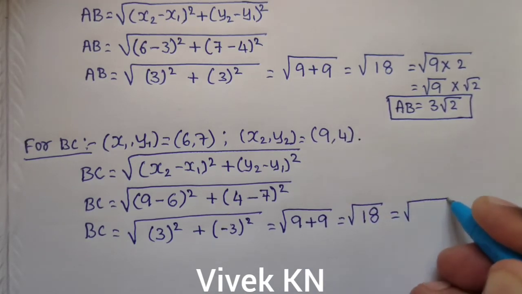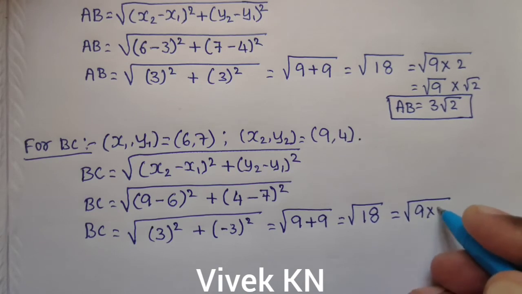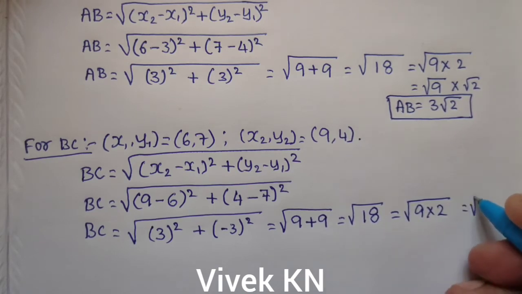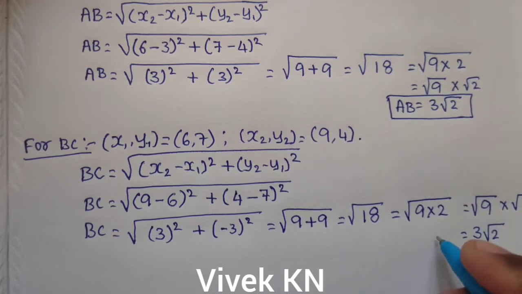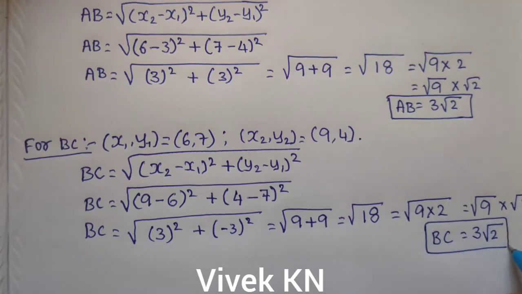This 18 can be written as 9 into 2. When we split this we get root 9 into root 2. The value of root 9 is 3 into root 2. So the distance between the points B and C is 3 root 2.